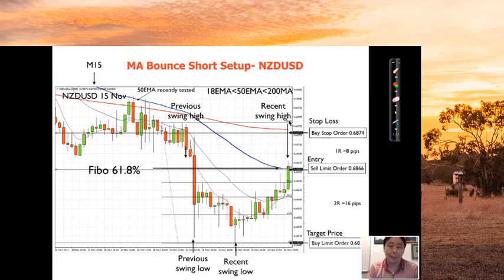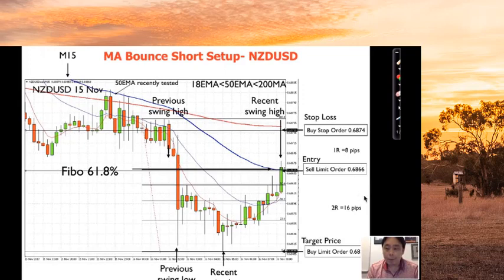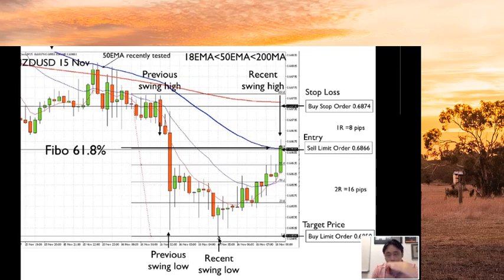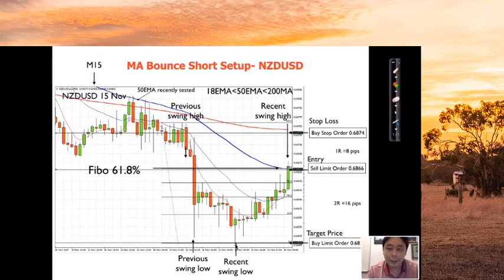I have to keep it at 8 pips for the purpose of maintaining my 1:2 risk to reward ratio and profiting before the recent swing low is hit. That's the reason why. Okay, so my profit target is placed 2R below the entry price. So 2 times 8 is 16 pips. So 6866 minus 16 is 6850. So my profit target is right at the recent swing low, right there. I can't afford to go lower. All right, too dangerous.